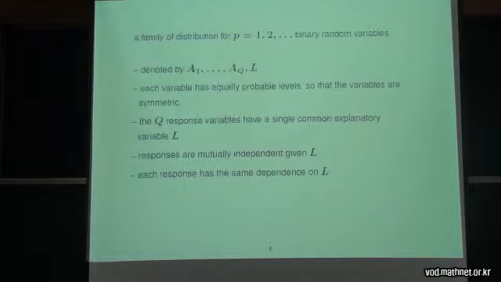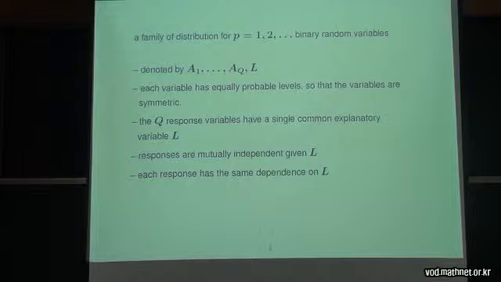It is a family of binary random variables, and we denote the outer nodes by A1 to AQ and the inner node by L. I denote it by L because models of that type have been used in statistics under the name of latent class models. In that case, the inner root isn't observed and called latent. Here, I will say the inner node is a root and the outer nodes are the leaves on my tree, on my special star graph. Each variable is taken to have equally probable levels so that they are symmetric. You have probability 1/2, 1/2 for each of the two levels all binary variables can have.